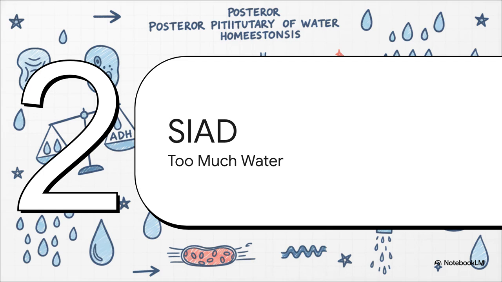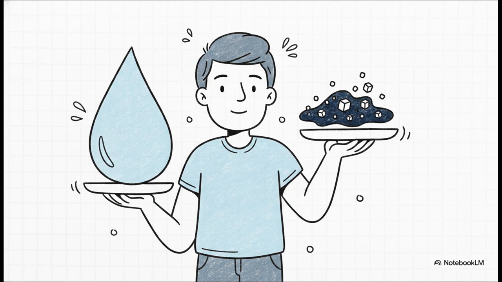Moving on to Section 5, SIAD, too much water. Let's completely tip the scales in the opposite direction now. Welcome to the syndrome of inappropriate antidiuresis, or SIAD, where the dam stubbornly refuses to open, even when the body is essentially drowning in water. The hallmark here is this really vivid clinical contrast, euvolemic hyponatremia. Despite having severely diluted hypotonic plasma, the patient is totally euvolemic. That means they have no edema and no severe dehydration.